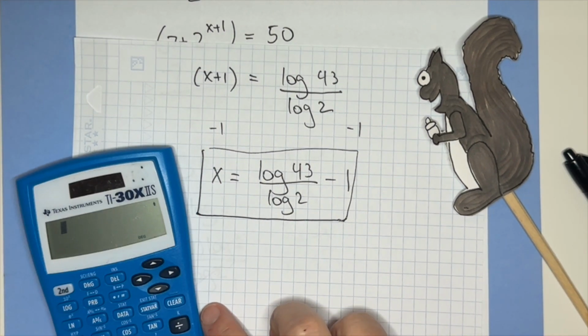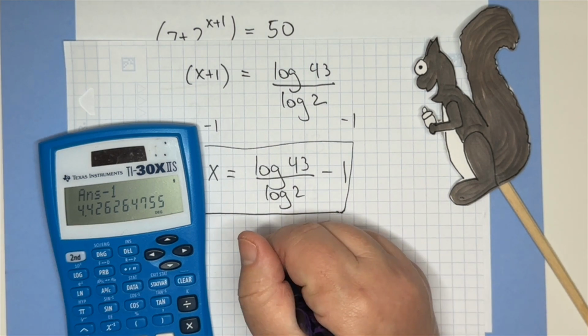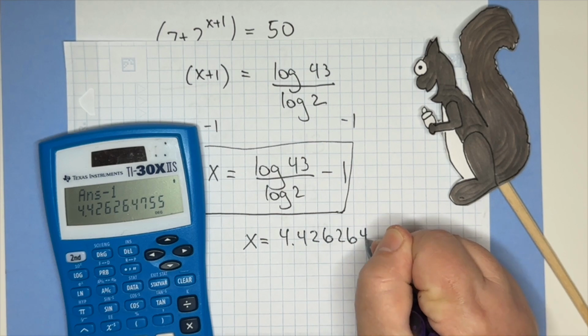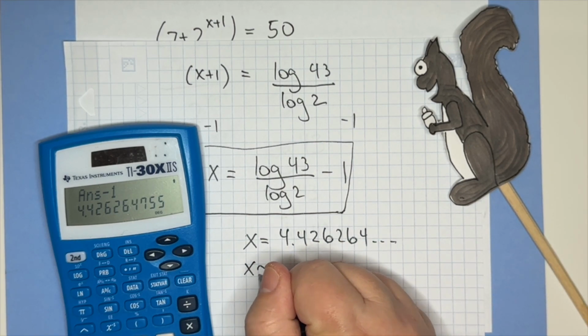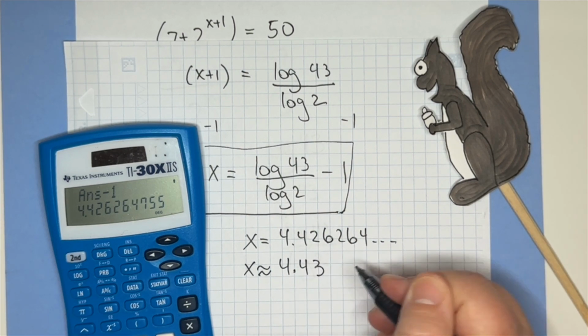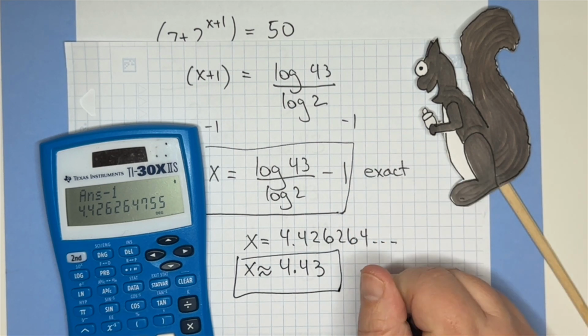So I'm going to quickly enter this into the calculator. I get log of 43 end parentheses divide by log of 2 end parentheses, and then I subtract 1. And I get x equals 4.426264, some other stuff. Or again, to 2 decimal places, 4.43. And remember, this is exact. This is an approximation.